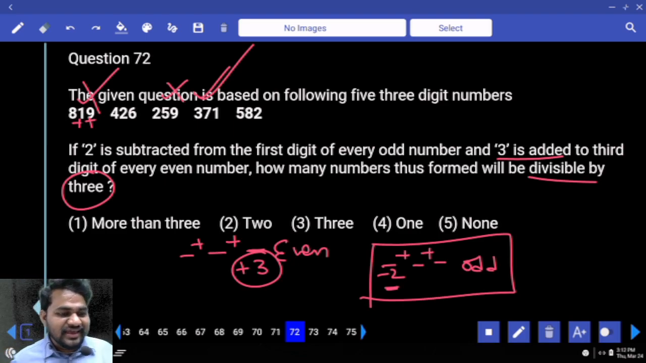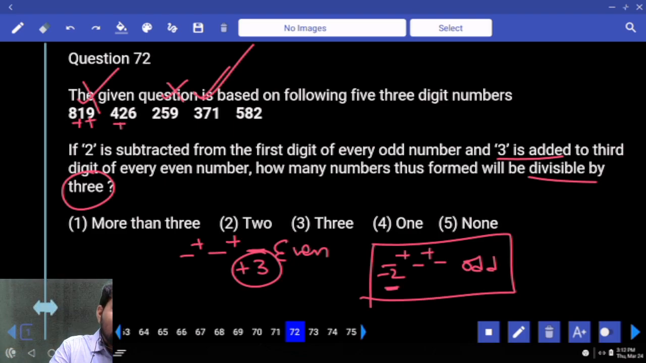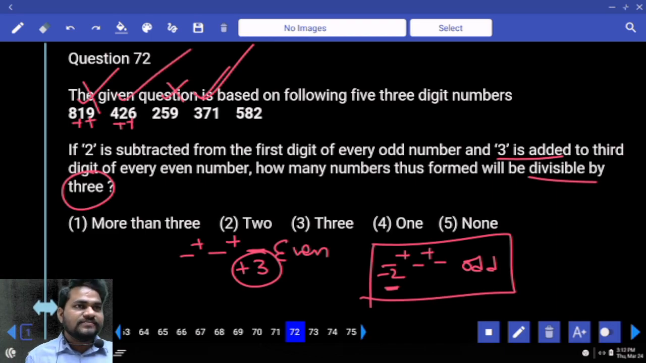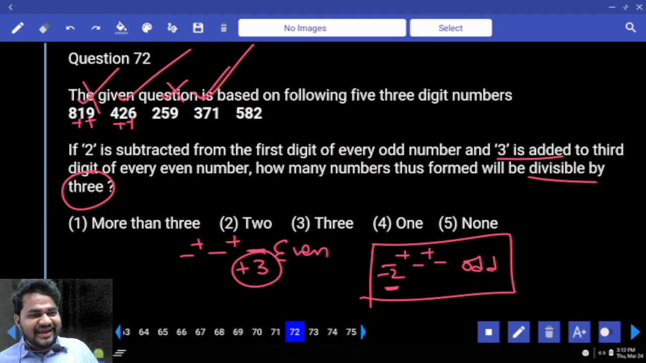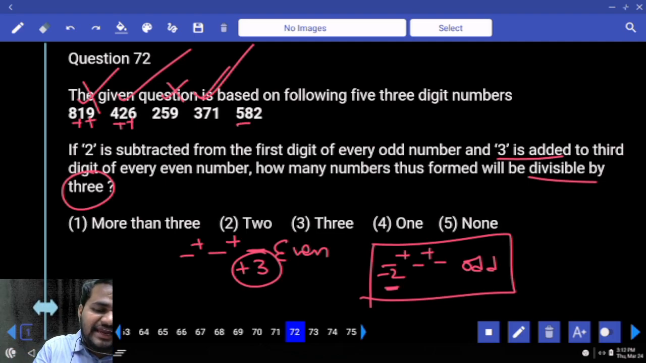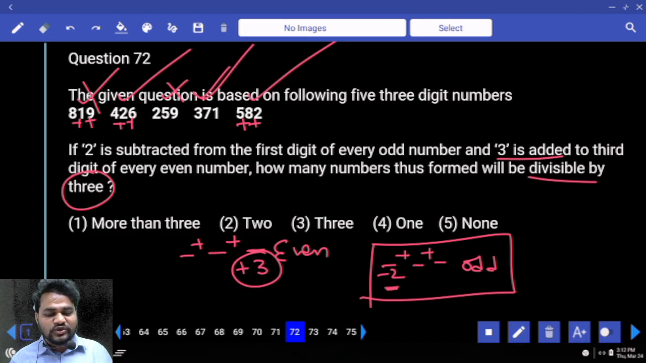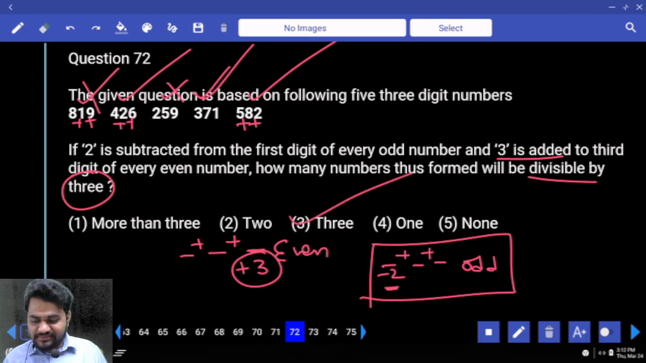So 4 plus 2 is 6, plus 6 is 12, divisible by 3. Even if you add 3 again, 15 is also divisible by 3, right? Next, 5 plus 8 is 13, plus 2 is 15, divisible by 3, so it is also valid. Total we have 3.